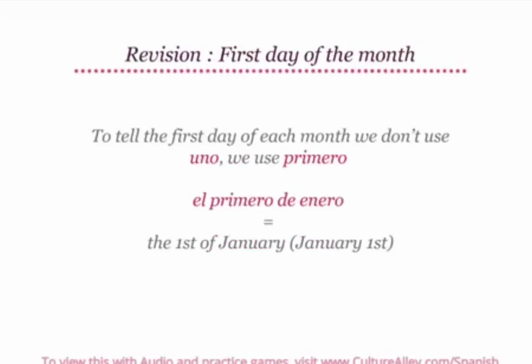Let's again look at the translation of the first day of each month. To tell the first day of each month, we don't use uno, we use primero. So the 1st of January becomes el primero de enero, where January is enero. Say that, please. El primero de enero, which means the 1st of January or January 1st.